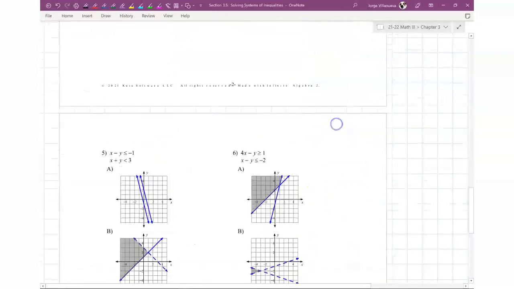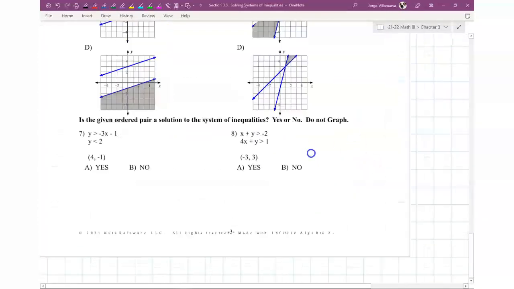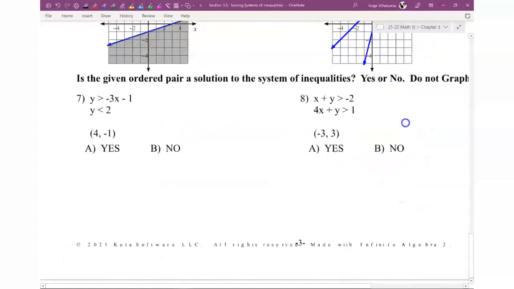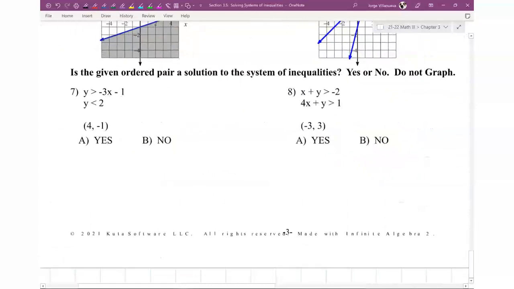So let's go all the way down here. All right, so the directions say, is the given ordered pair a solution to a system of inequalities? Now, we talked about that, right? We said, look at the picture. If the point is in the picture, then you know it's a solution. But look what they tell us. They say, do not graph this. So do you guys remember, how do you check if a point works for an equation without a graph? What do you do? Say again? Just plug it in. Yeah, just plug it in. So since we have 2 different equations, that means you have to plug it in twice.